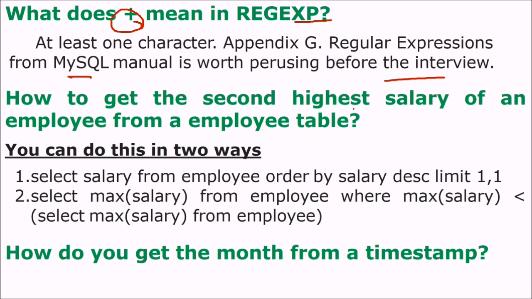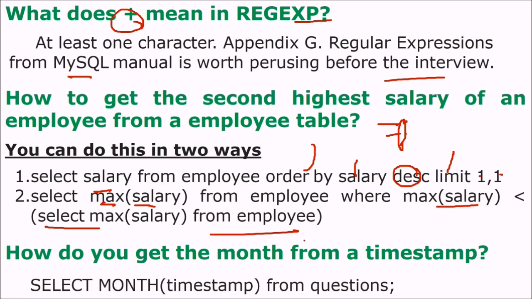How to get the second highest salary of an employee from an employee table? You can have 2 ways. You can select salary from employee, order by salary DESC, that is, in descending order, then give LIMIT 1,1. This is one method. And what about the other way? You can use the aggregate function: select max salary from employee where salary is less than, again select max salary from employee. So you are finding the maximum, and then again placing the maximum in this value.